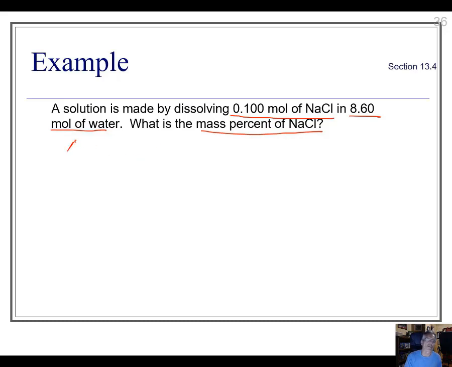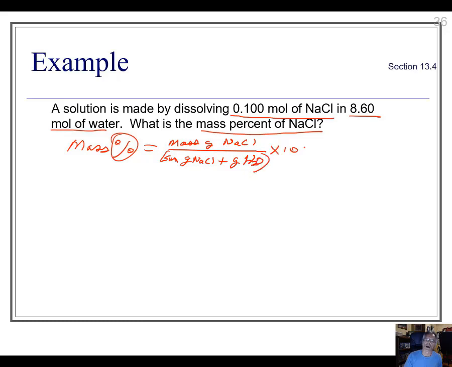So the way to remember this is to define the unit. If you remember mass percent, remember this is per 100. This is going to be the mass in grams of sodium chloride divided by the total mass. And the total mass is the sum of the grams of NaCl plus the grams of H2O. So you've got the total mass, and then you'll just multiply it by 100. That's going to give you your mass percent. So we need to go ahead and convert moles to grams.